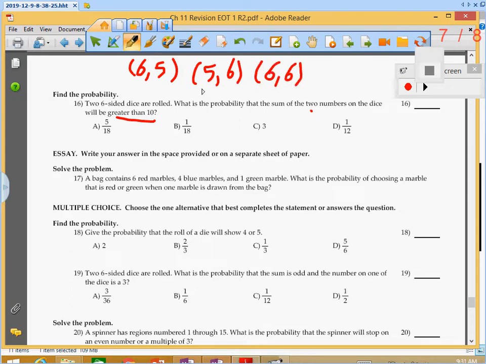Why am I not going to take 5 and 5? Because 5 and 5 is 10, and he says greater than 10. So it's 3 out of 36, which is 1 out of 12.